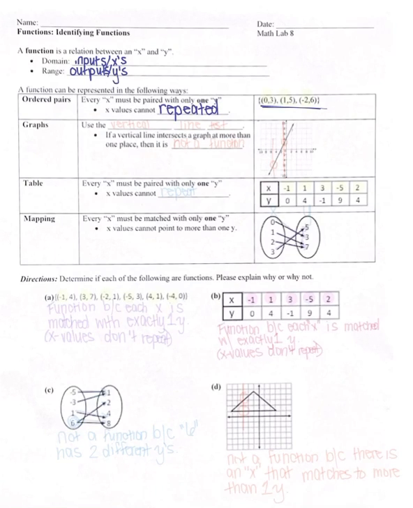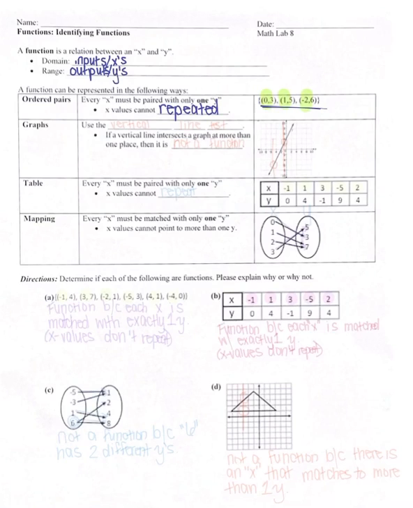The reason this example here to the right is a function is because if you look at these x values, 0, 1, and 2, they're not repeated. There's only one of them, so that means we have a function. Each one of those x's goes to exactly one y.